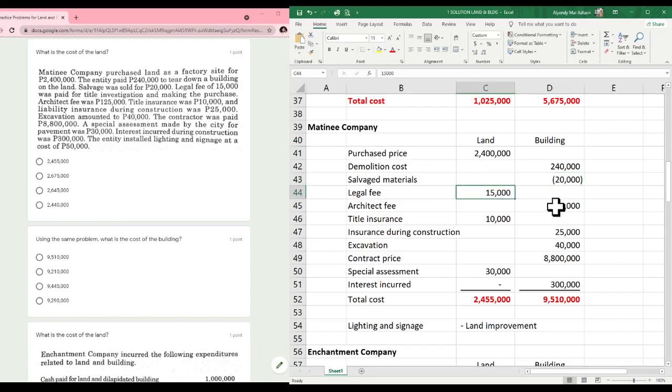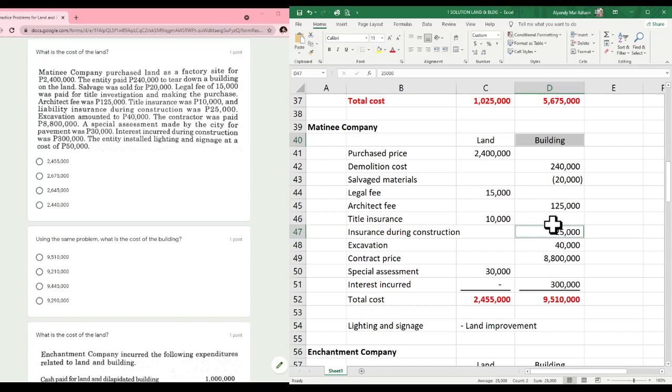Then we have architect fee, building 125,000. We also have the title insurance. For the title insurance, it relates to the purchase of the land. But the liability insurance during construction relates to the construction, so it is under the building. So, class, take note that not all insurances are to be accounted for as cost of the building. When do we capitalize the insurance as cost of the building? That is only when that insurance is incurred during construction.